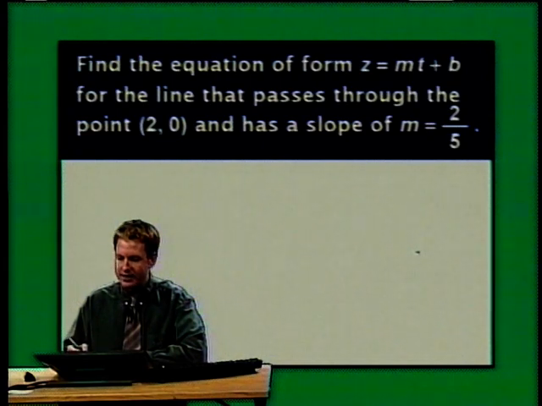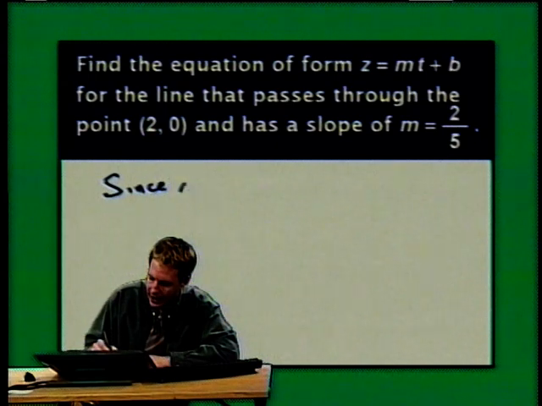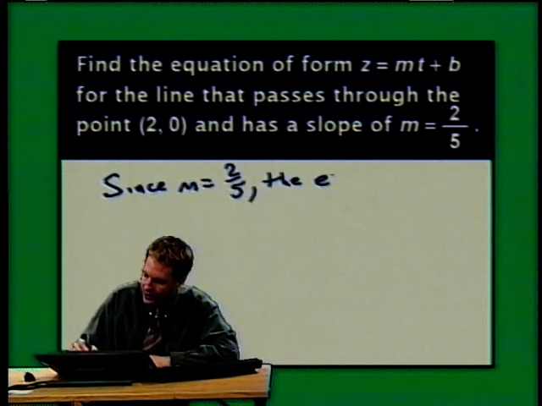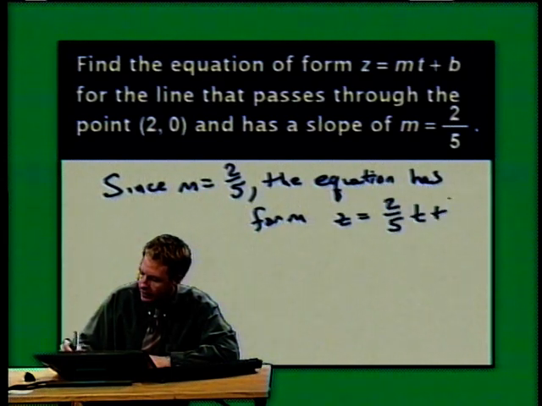One more example. Let's find the equation of form z equals mt plus b for the line that passes through the point 2, 0 and has a slope of m equals 2/5. Since m equals 2/5, the equation has form z equals 2/5 t plus b.